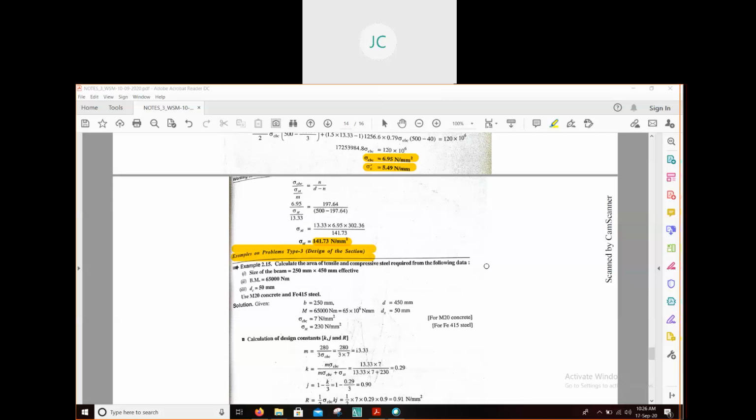Okay, so can you see the screen? All of you, can you see the screen?